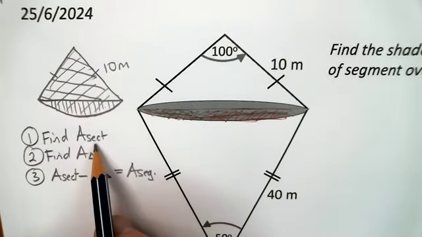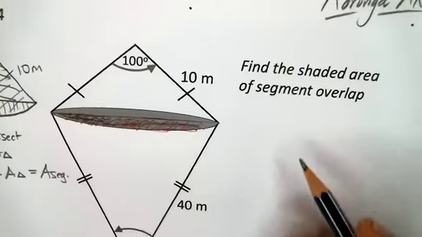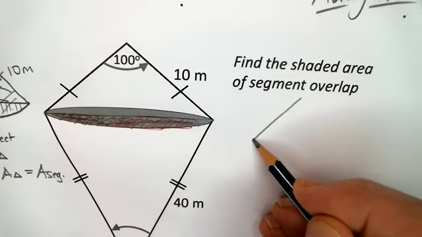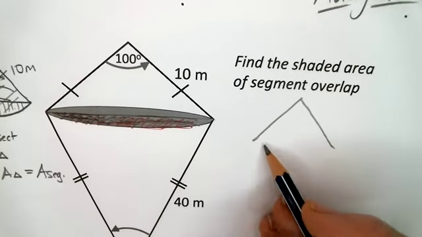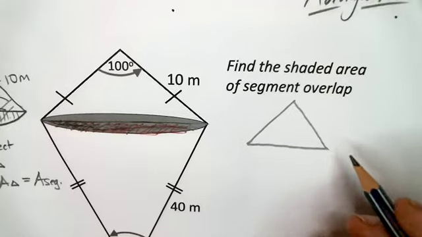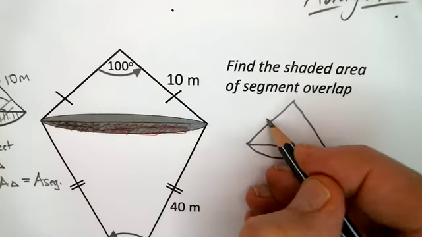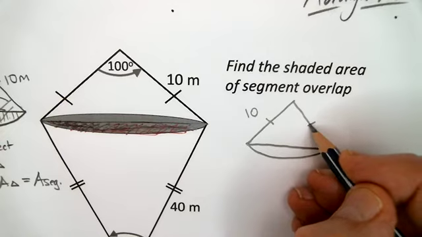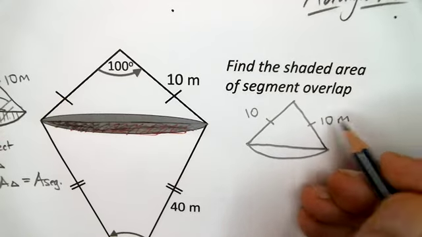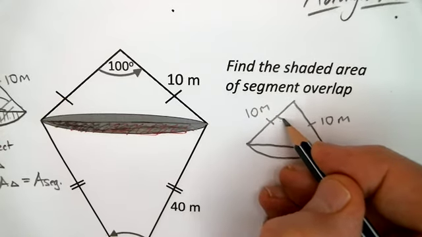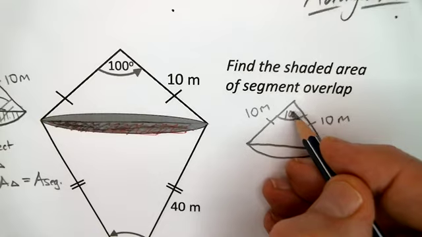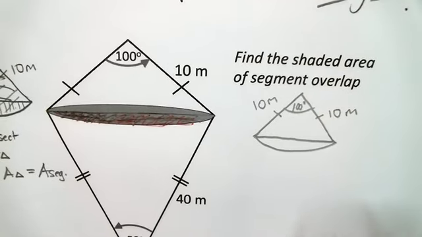So the first thing we're going to do is find the area of that upper sector. Here it is. I'll just draw it nice and small again, and I'm just going to populate this with the information that we need. This is 10. Of course, this is also 10. These are in meters. We've got the angle at the top here. This is 100 degrees.